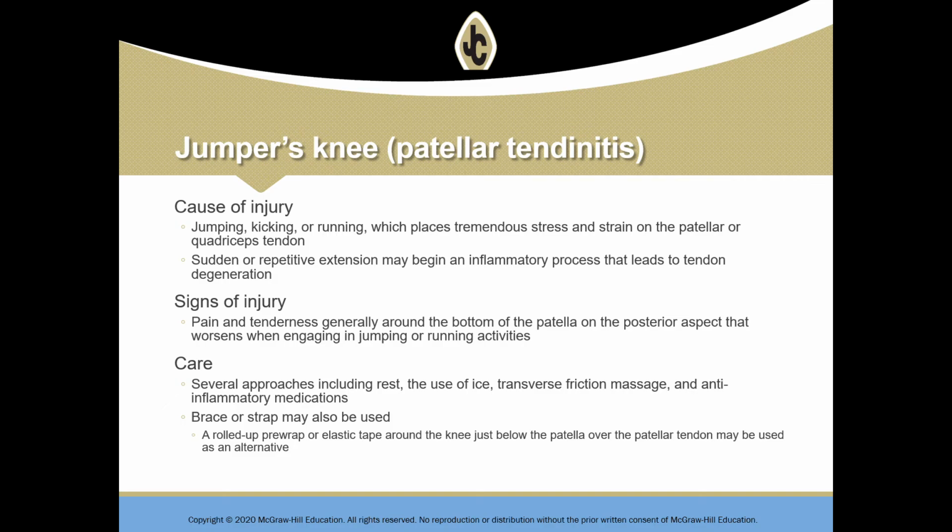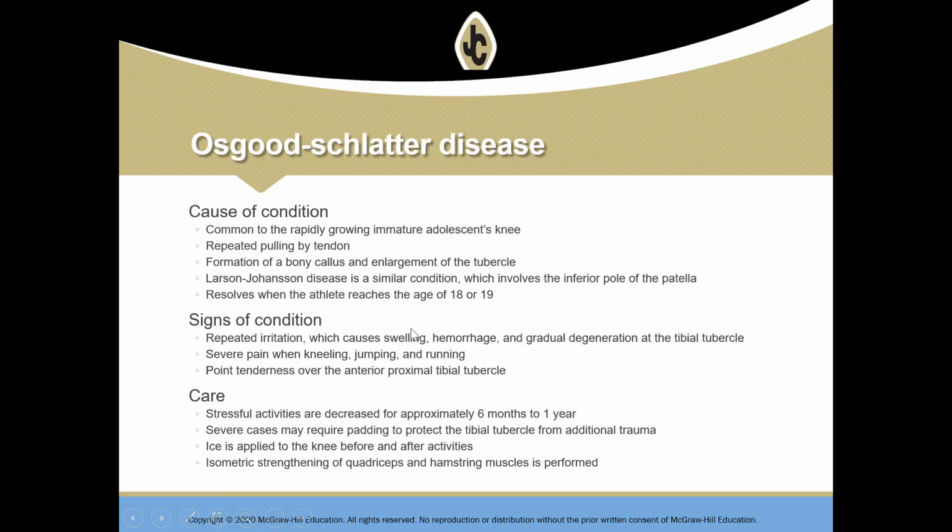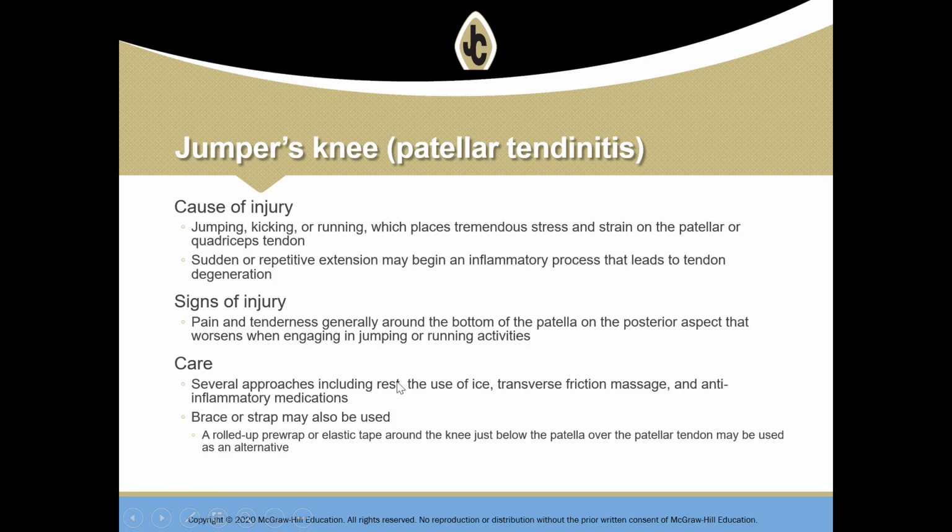There are several approaches, but rest is usually the most important thing. Use ice. You can do friction massage and anti-inflammatories. A brace, some kind of strap on that area, may be used. You can use what's called a Cho-Pat strap, or even some kind of neoprene sleeve with a hole cut out of it to put some pressure there. That pressure helps to alleviate the pain and redirects the pull of the muscle.